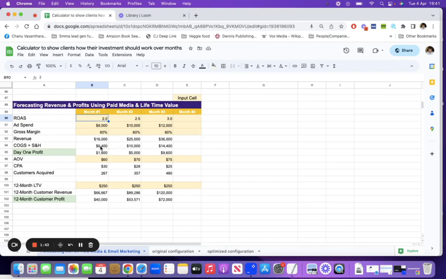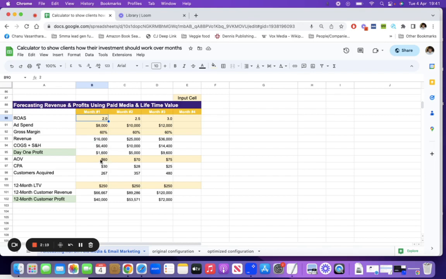The cost of fulfilling those products out, cost of goods sold, shipping, handling, comes to 6,400. So if you add your ad spend of 8,000 plus the costs to fulfill those products out, you're left with a profit of this figure here, 1,600. So it's this that you bring in minus the costs here, and this is your 1 day profit.